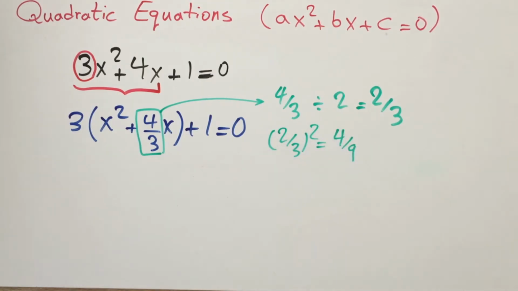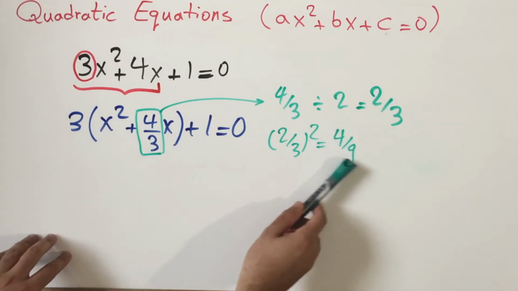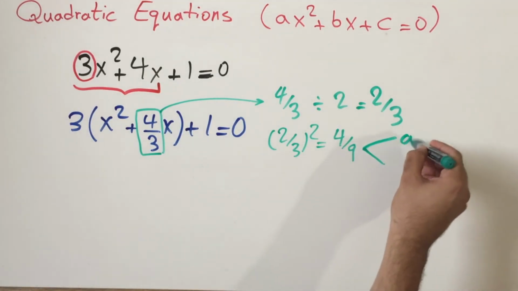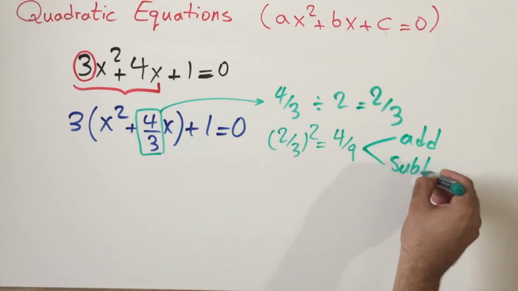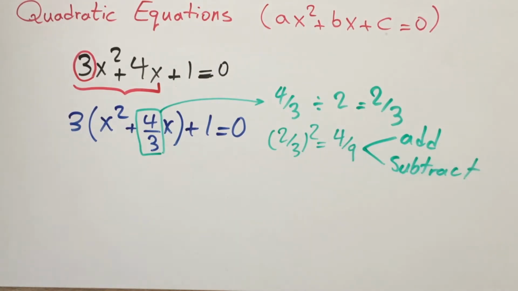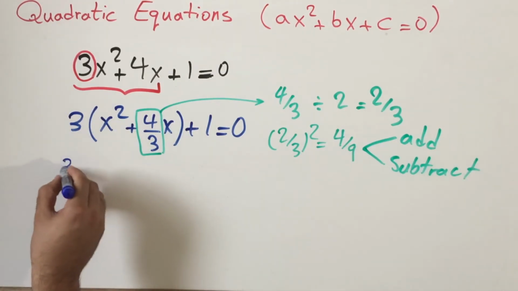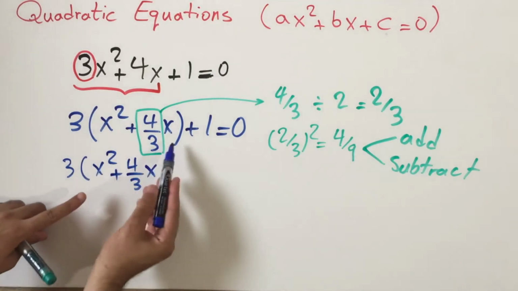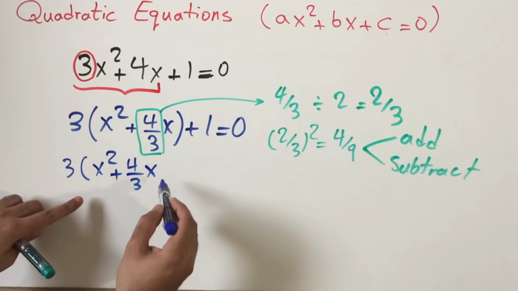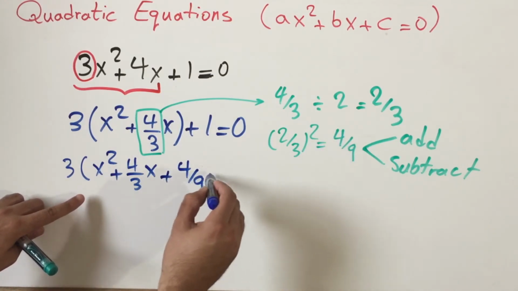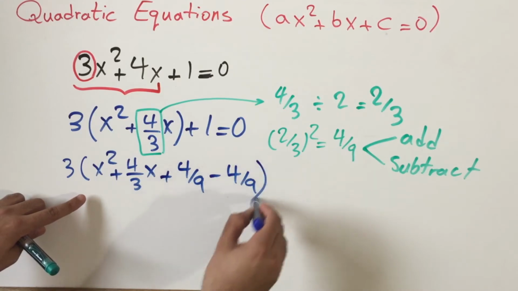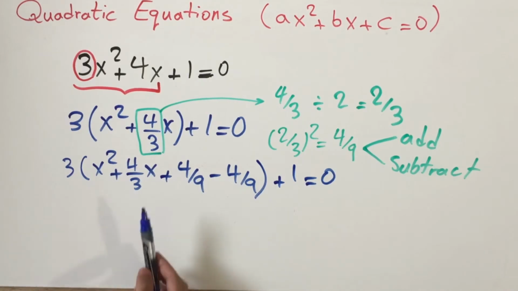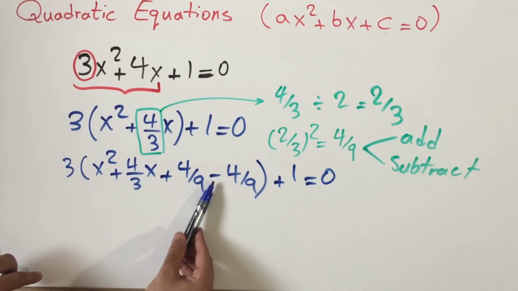Okay, so when you get the final number, inside the bracket you have to one time add and one time subtract. So I have to write 3 brackets x squared plus 4 over 3x, the same thing that we have here, and then this number one time plus 4 over 9, and then minus 4 over 9. Close the bracket, plus 1 equals 0. So always do the plus first and then minus, okay?